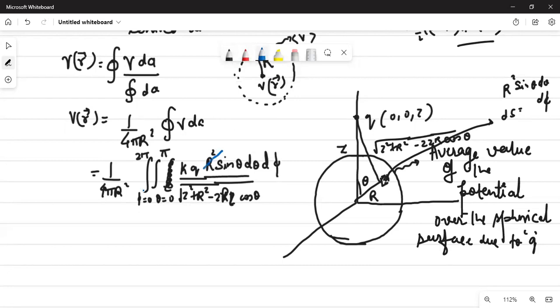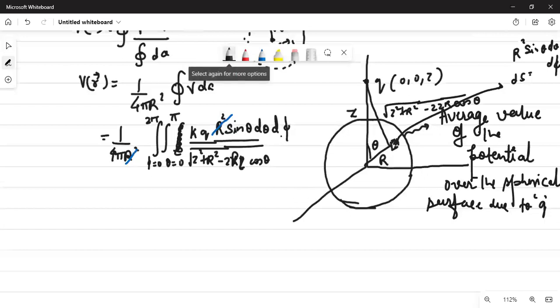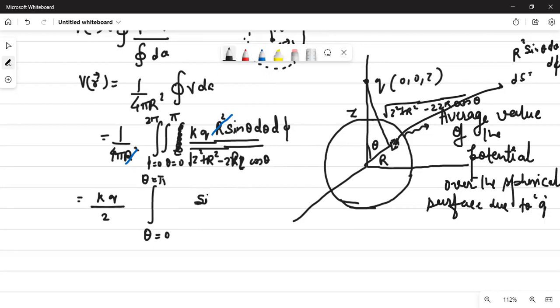So this r square gets cancelled here. This integral d phi would become 2 pi, because here you can see no term in phi. So integral d phi would become simply 2 pi. So this will be, I think, 1 upon 2, so I'll write kq upon 2. Now you are left with this thing only, theta equal to 0 to theta equal to pi, and this is sine theta d theta. And I will simply multiply by 2rz and divide by 2rz here.